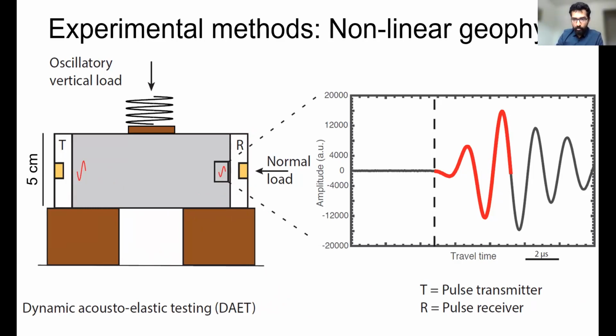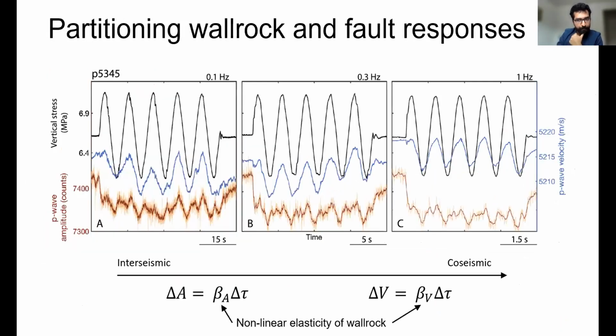So to simulate the stress changes due to the stick slip events, we oscillate the vertical loads over a range of frequencies and amplitudes and record the ultrasonic pulses perpendicular to the stress oscillation direction. So we oscillate the vertical stress to simulate a shear load and record pulses in the horizontal direction. So what does the outcome of this experiment look like?